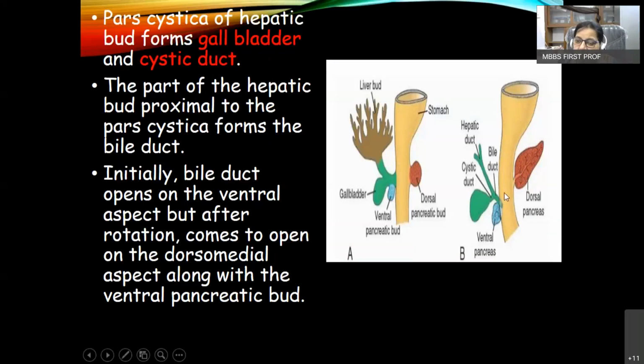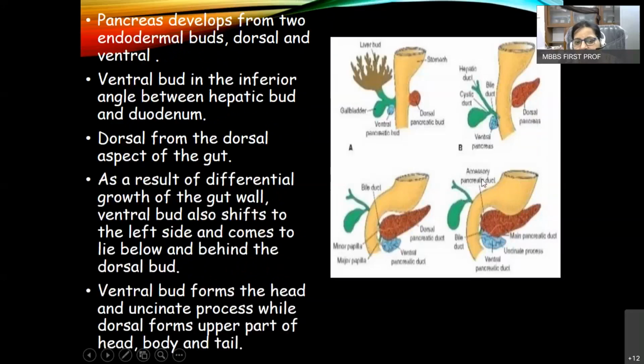And when the rotation of the midgut is taking place, this ventral bud along with the bile duct comes to lie below and behind this dorsal bud. We'll appreciate it in the next picture. See, this is the ventral pancreas, dorsal pancreas, and when the rotation is taking place, this bile duct and the ventral pancreatic bud comes to lie below and behind the dorsal pancreatic bud, thereby developing the whole of the pancreas, which is in the C of the duodenum. So the ventral pancreatic bud is responsible for the formation of head and uncinate process, whereas the body and tail is formed by the dorsal pancreatic bud.